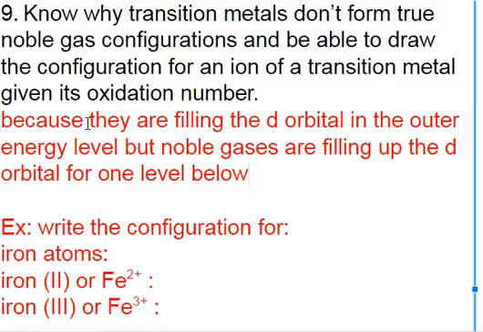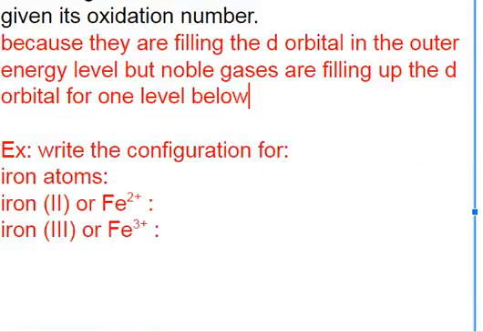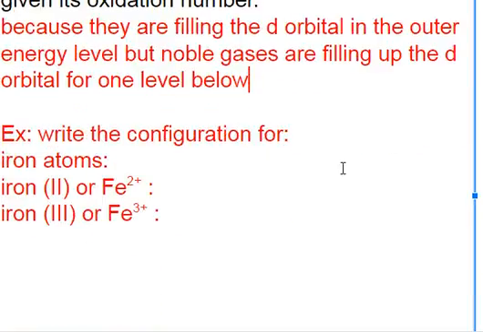But with transition metals, they lose electrons, and now the d orbital is in the outer energy level. But the bottom line is it doesn't really matter. In fact, it's a good thing because it gives transition metals a lot more options.